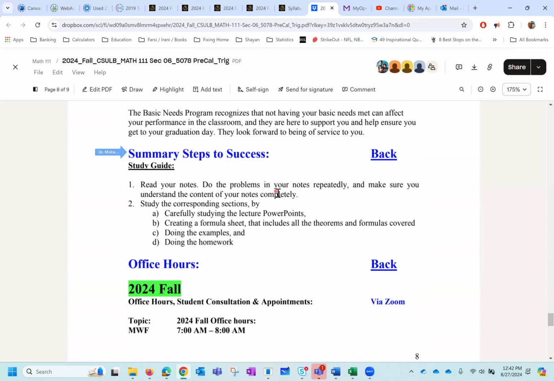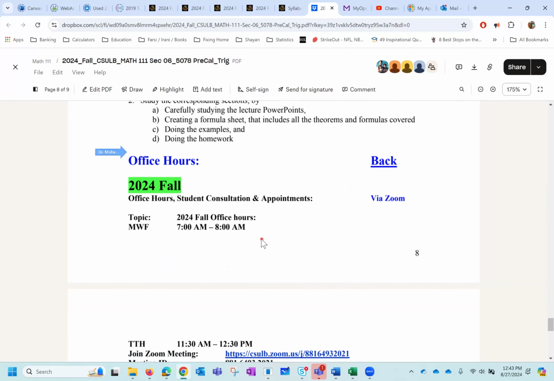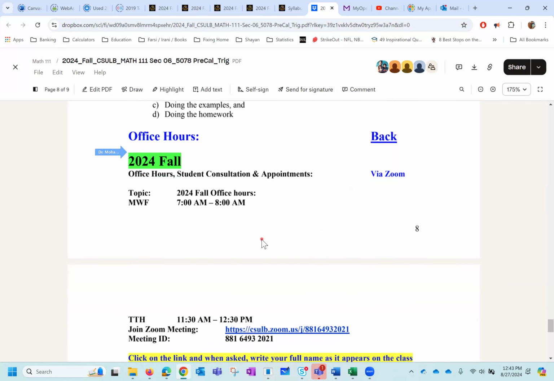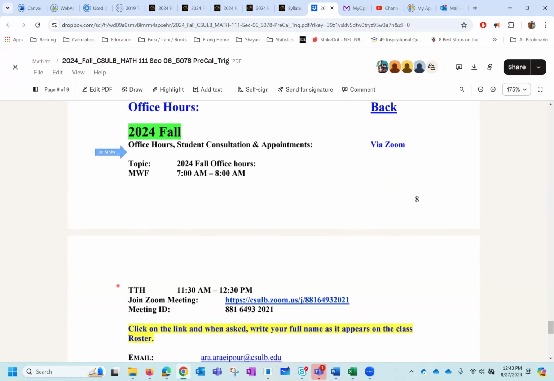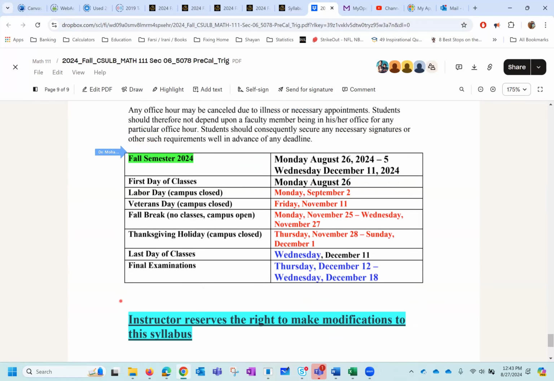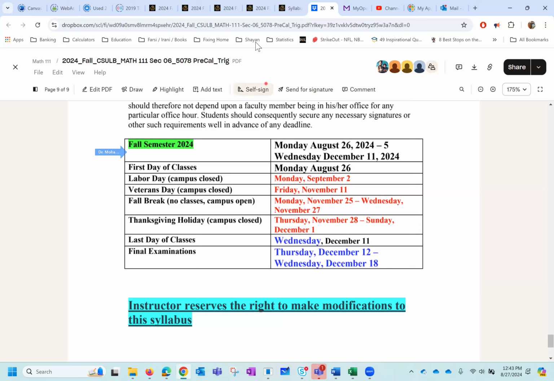Read your notes, and do the problems in your notes repeatedly. Study the corresponding sections by carefully studying the lecture. Create a formula sheet. Creating index cards is really helpful, and include all the theorems and formulas covered. Do the examples and do the homework. Again, the office hours are posted here as well as on the home page of Canvas, with all the information as far as the time, the Zoom meeting, and everything else. So that's the syllabus, everyone.